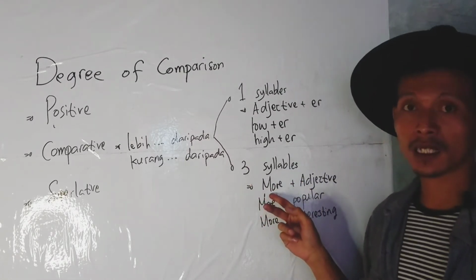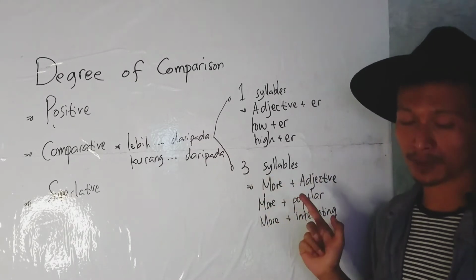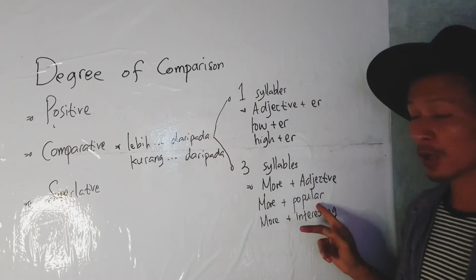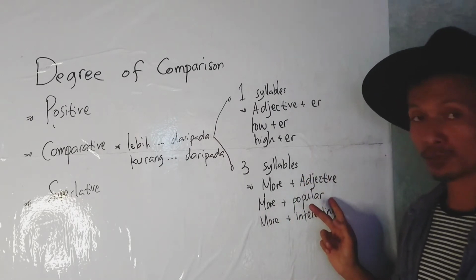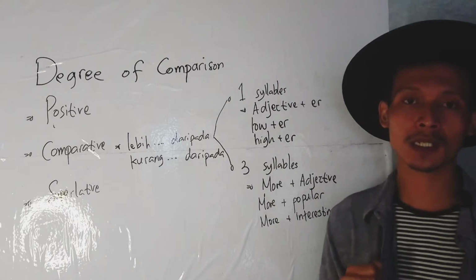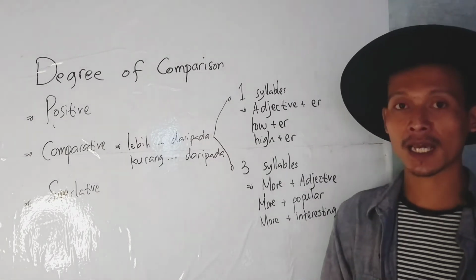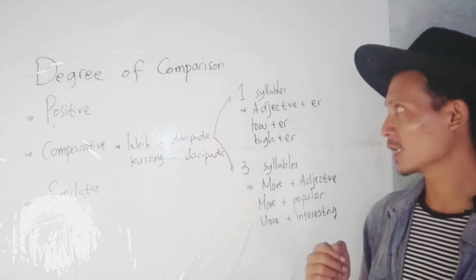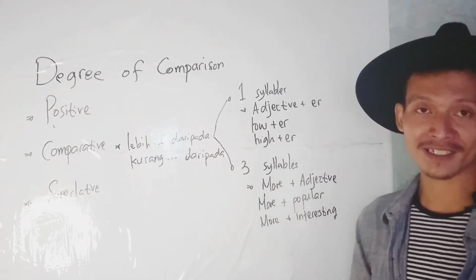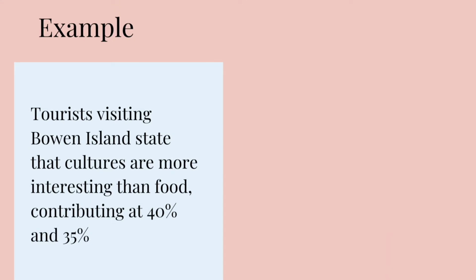More means lebih. Okay, for 3-syllabic words. For instance, more popular, lebih populer. More interesting, lebih menarik. Okay, and here is the example I took for more interesting. Tourists visiting Bowen Island state that cultures are more interesting than food, contributing at 40% and 35% respectively.